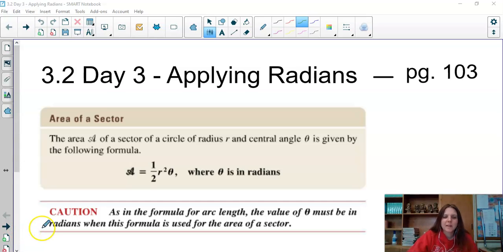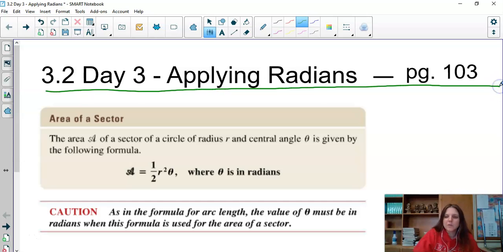Hi everybody, in this lesson on applying radians, we're going to look at the area formula. So you definitely want to put the title and the date and copy down the area formula. Now the book uses this fancy A when it's talking about the area formula. I just simply use a capital letter A. So this is the formula you want to put into your notes.